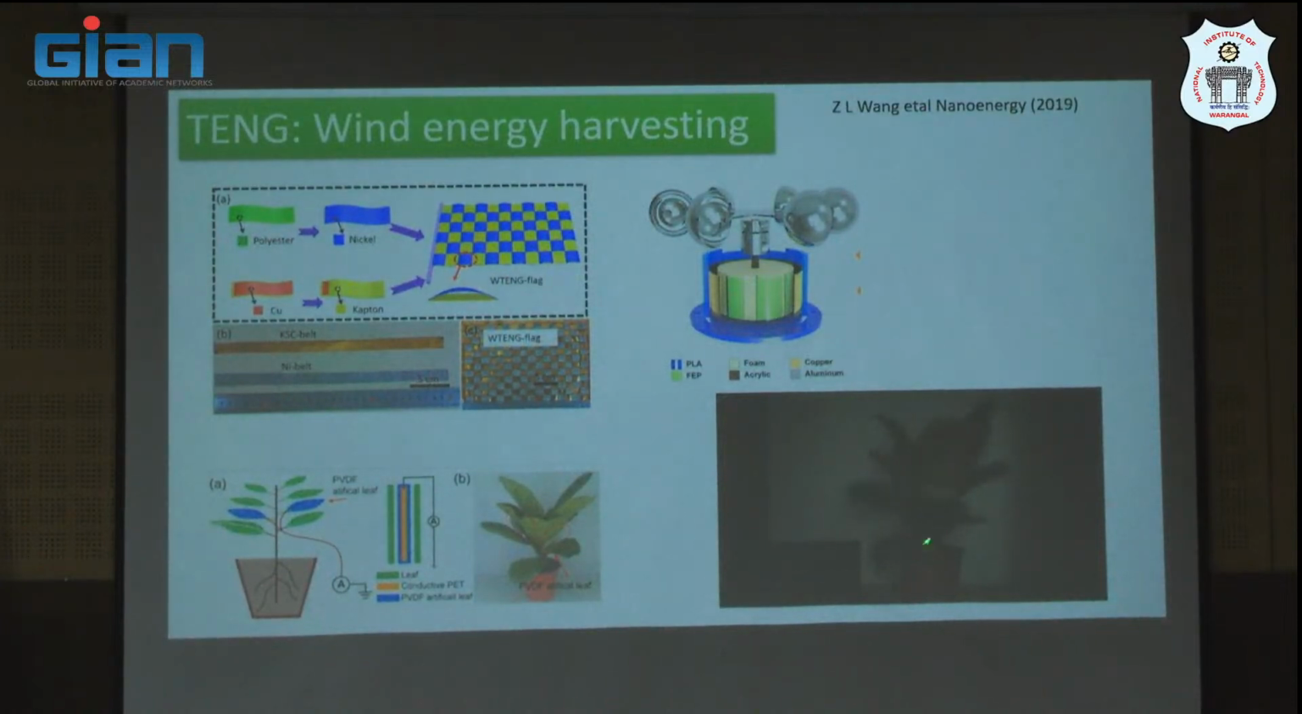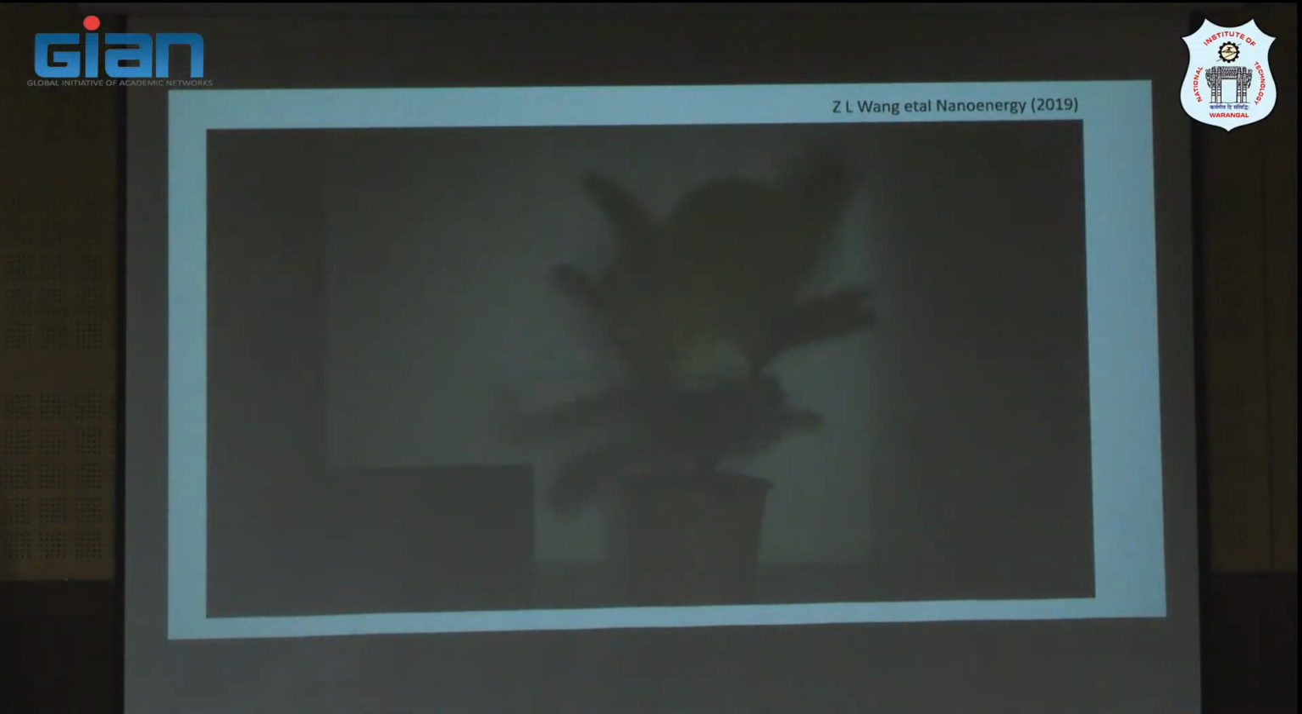So you can connect LEDs to a TNG device, and the TNG device is here. Whenever there is a contact electrification, your LEDs are glowing. So we can use it for wind energy harvesting. You can see more clearly here. This is the friction layer, and you can see LEDs are glowing whenever the airflow is taking place.